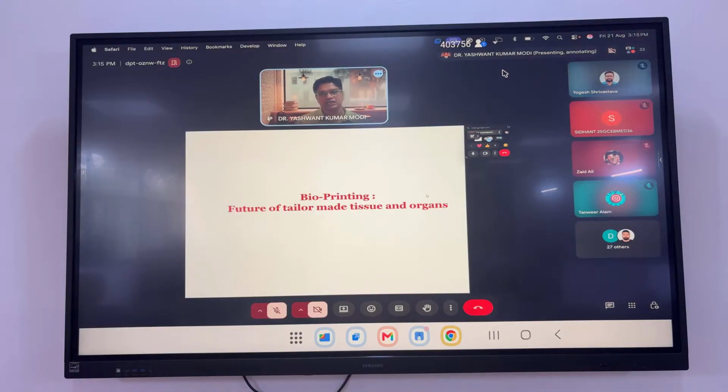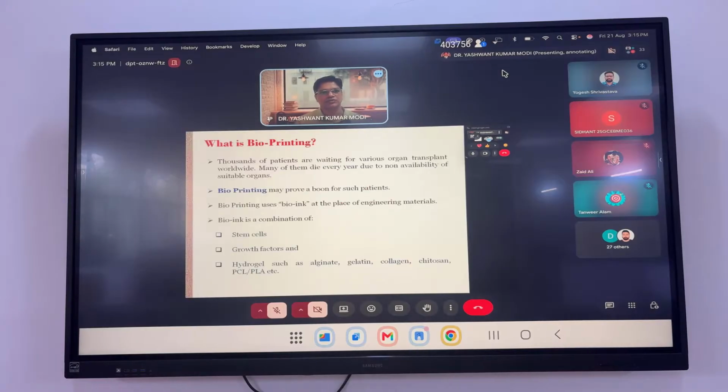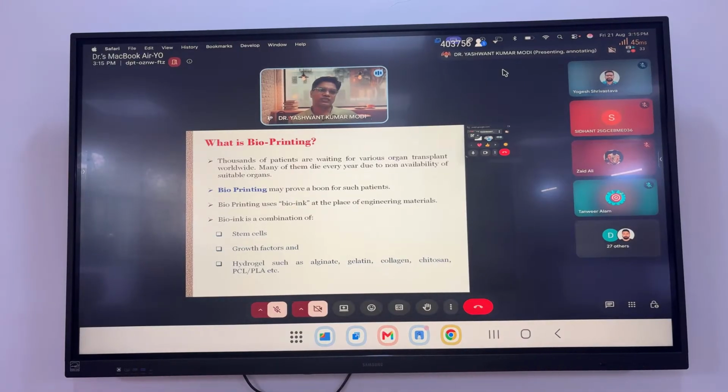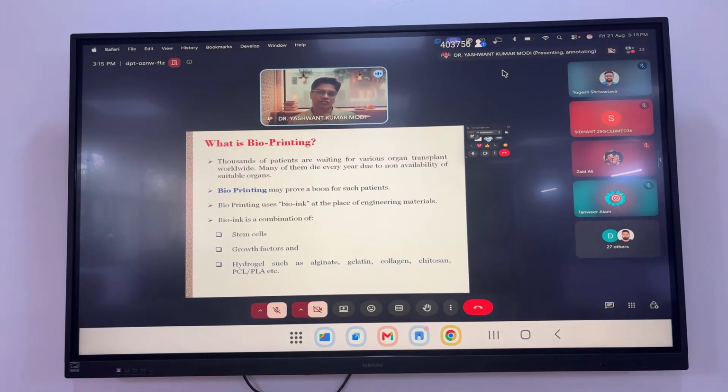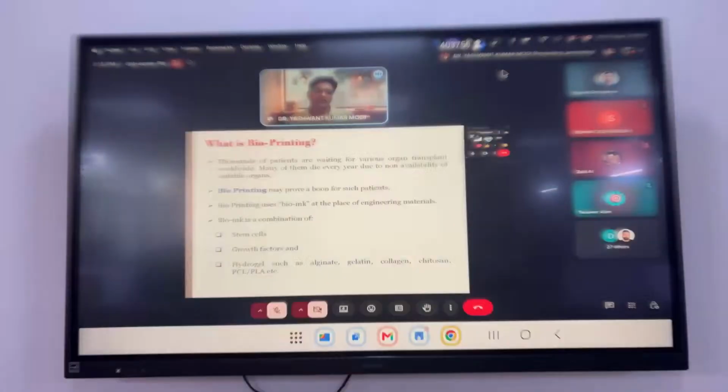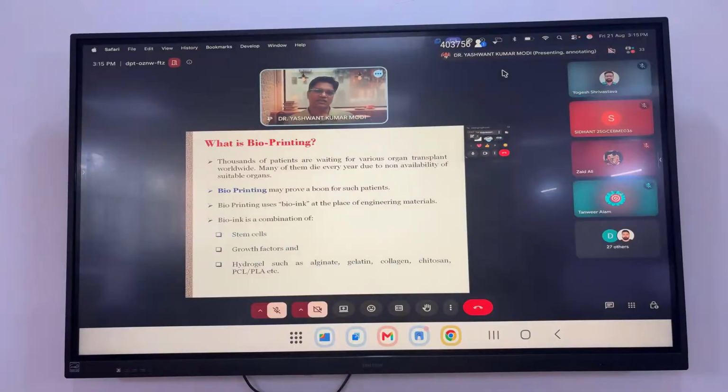In medical, this is the future of tailor-made tissues and organs. Right. So what is bioprinting basically? We all know that thousands of patients are waiting for various organ transplants worldwide nowadays. Many of those patients cannot survive till they wait for the donor. So in such cases, bioprinting may prove a boon for these patients.